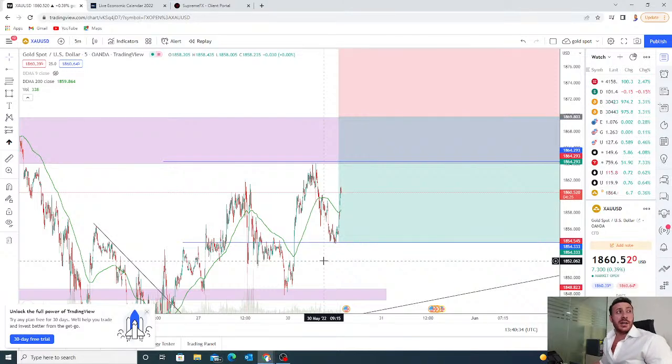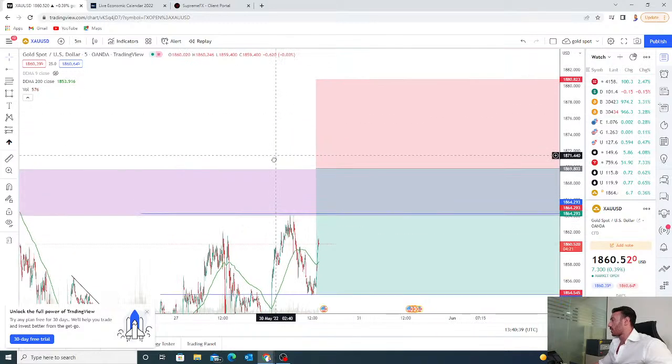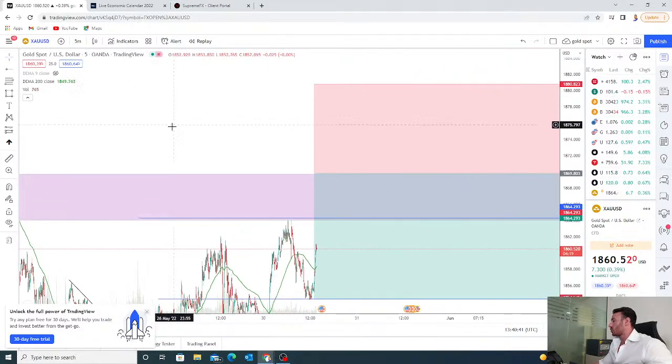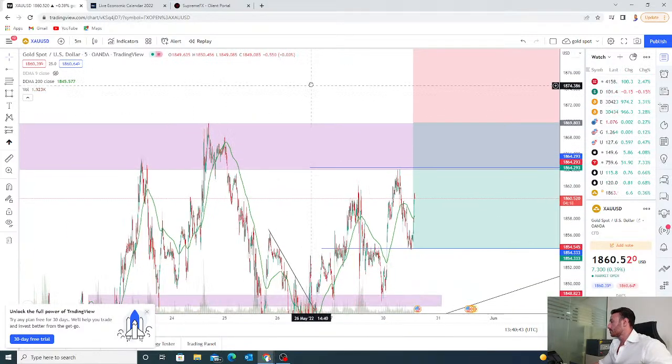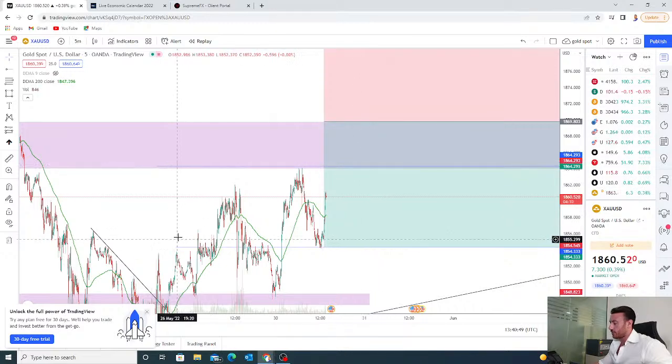I agree with you, Rashab. I agree with you 100%. That's why I'm looking for the 70 to 75 zone to be selling. But I might enter a very small sell position here at around 1865.